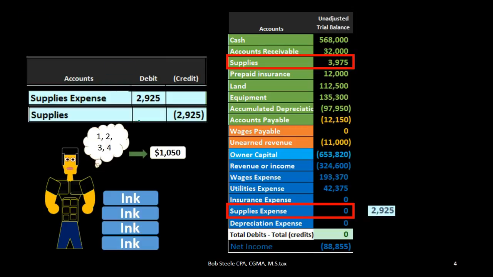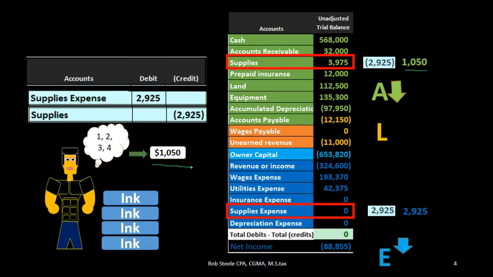If we then post that out, then we're going to say the expenses are going to go from 0 up by 2,925 to 2,925. Supplies then going from a debit of 3,975, a credit down by 2,925 to that 1,050, which should tie out to the physical count that we have then counted. Assets then are going down in this case because supplies are going down. Nothing's happening to liabilities. Equity section is going down. Why? Because the expenses went up, bringing net income down, which brings the total equity section down.